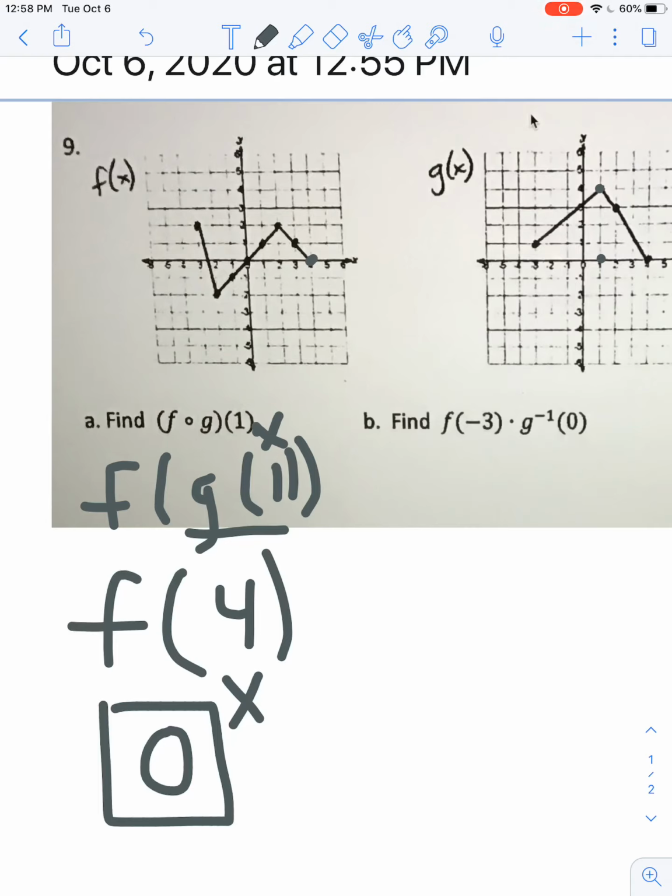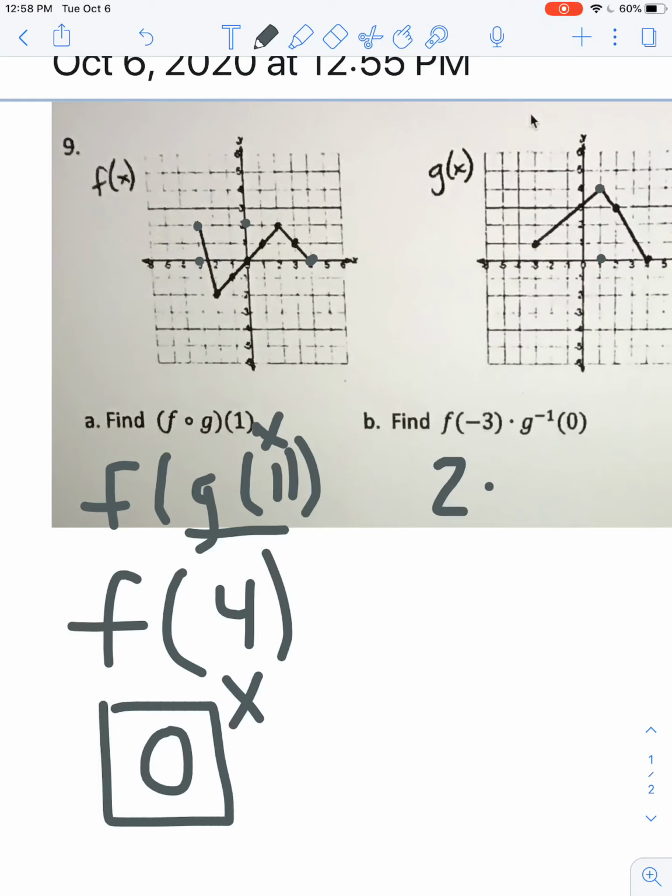So the first thing I have to find is F of negative 3. So I go on the F graph, I go to where X is negative 3, so right here, and then I go up, and I just think, what's that Y value? Well, that Y value there is positive 2. So F of negative 3 is 2.